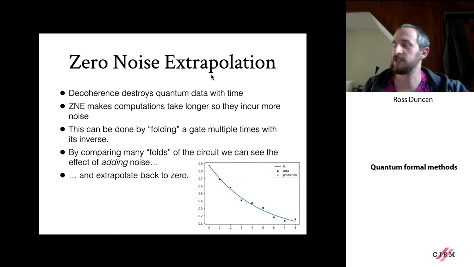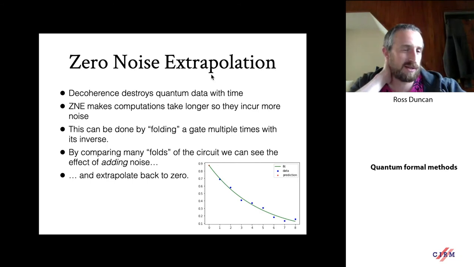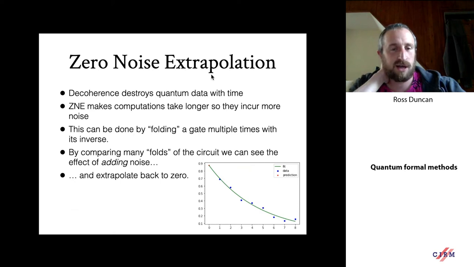And this is based on the observation that most qubits have a finite lifespan. And the longer that they hang around, the more decoherence sets in and the less likely you are to have any usable data. And the idea of zero noise extrapolation is that since we can't really subtract the noise, if we just add more noise, then we could just extrapolate on the results and predict what we would have got if we had seen zero noise.